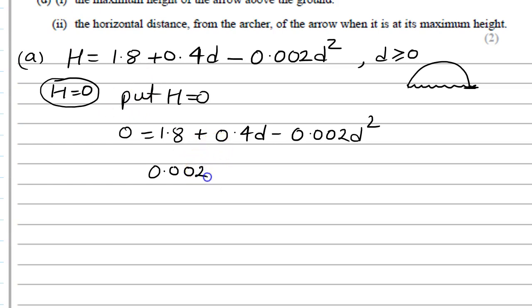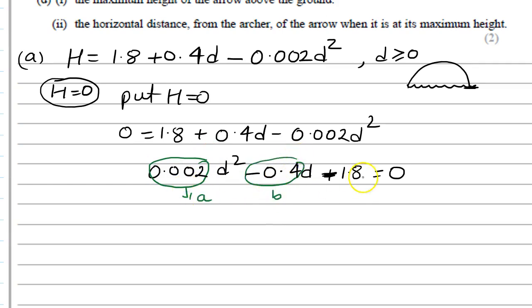Okay, so it is 2d square minus 0.4d, and minus 1.8 equal to 0. Yes, so I have rearranged them. Now we are going to use the quadratic formula. So this will be our A, this will be B, and this will be C. And the quadratic formula is minus B plus minus square root of B square minus 4AC, divided by 2A. So this is what we are going to use.